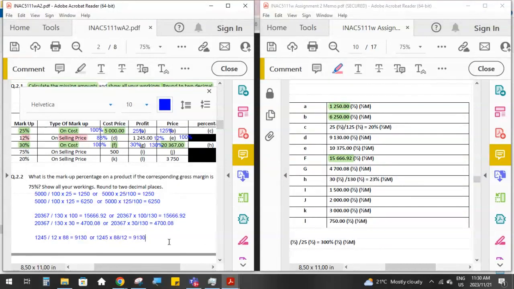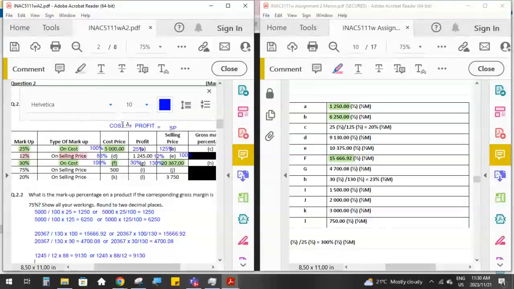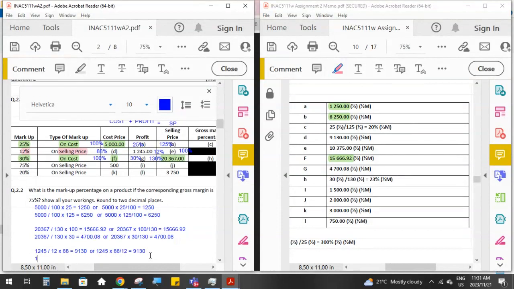Okay, so let's do the selling price. So the selling price is 100. Now that you've got your cost, 9130, we can take 9130 plus 1245. Okay, 9130 cost plus 1245 profit equals R10,375, which is obviously the quicker way to do it.